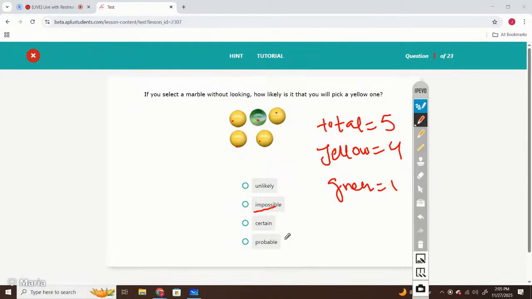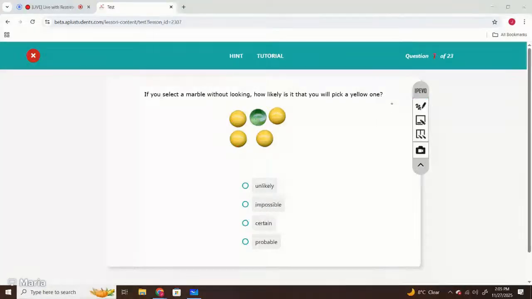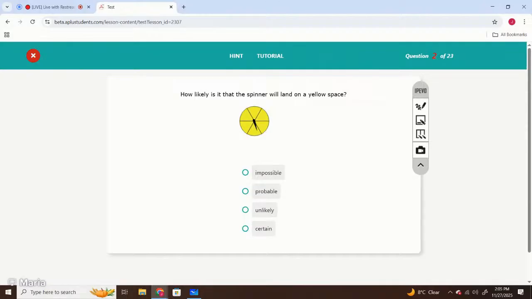But for the yellow, it is probable. How likely is it that you will select the yellow? Well, probable. You have most of the chances you will select the yellow. Got it? So, how likely is it that you will select the yellow one? Probable. Because you have four yellow marbles and one green, so mostly you will select the yellow. So, probably you will select the yellow.